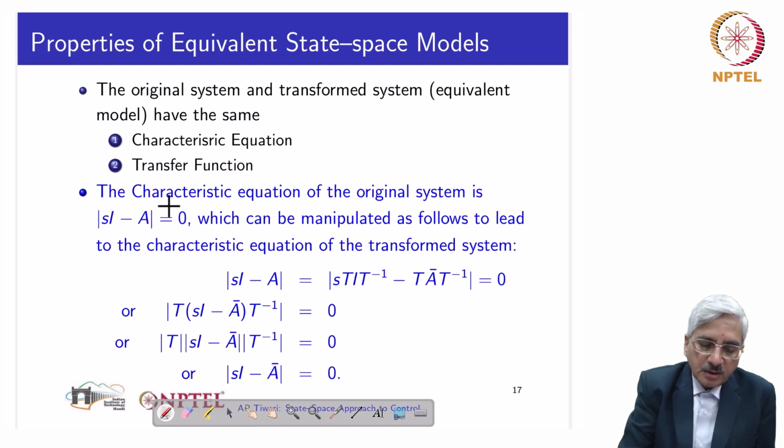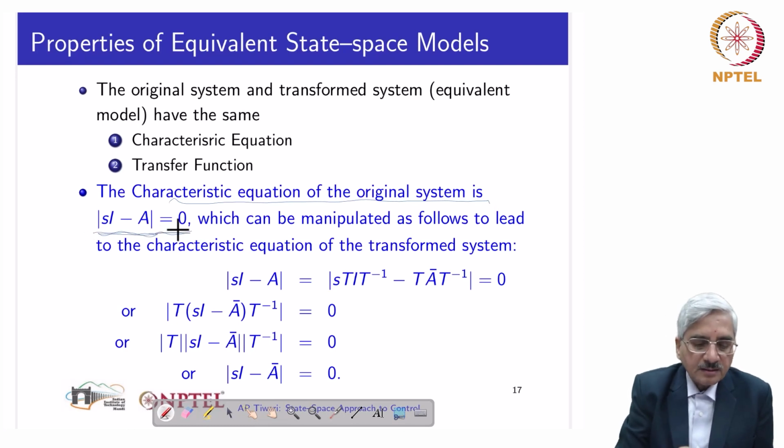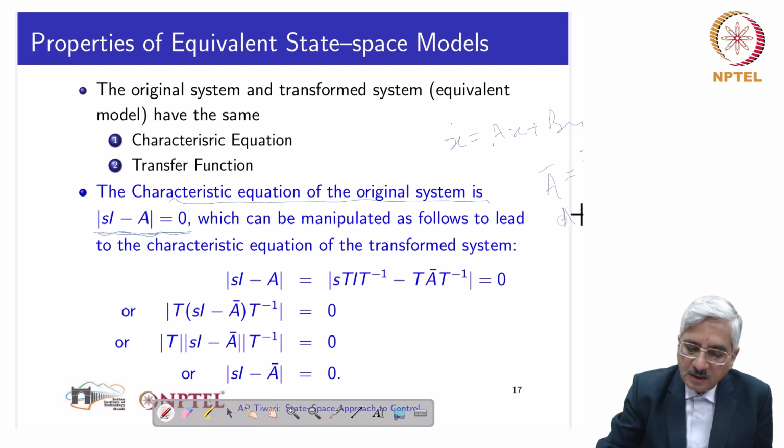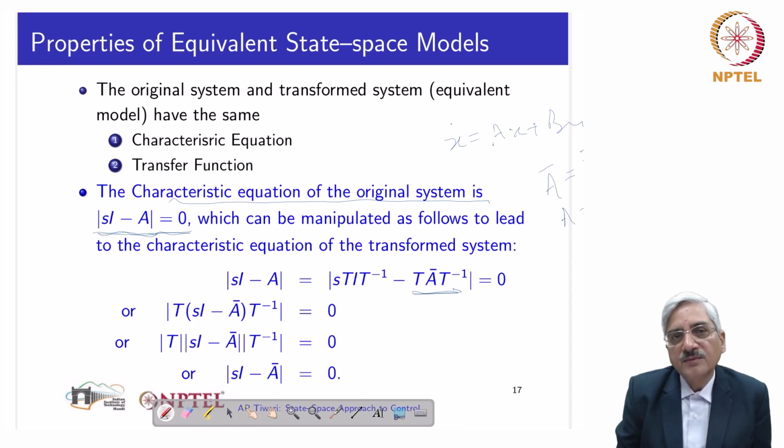So we start with the characteristic equation of the original system, which is determinant of sI minus A equal to 0. This is the characteristic equation of the original system, x dot equals Ax plus Bu. Now in this we substitute for A in terms of A bar. We knew that A bar is T inverse AT, meaning that A will be T A bar T inverse. So we do this substitution in place of A, and also in place of the identity matrix I, we substitute T T inverse.